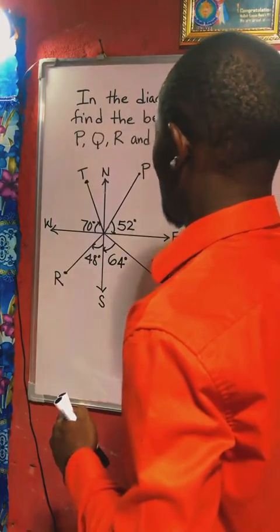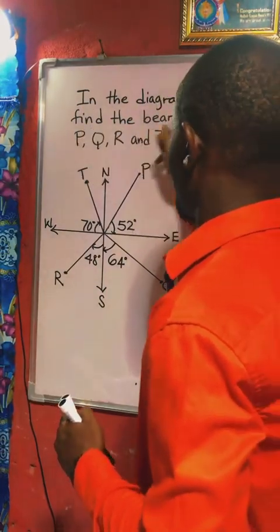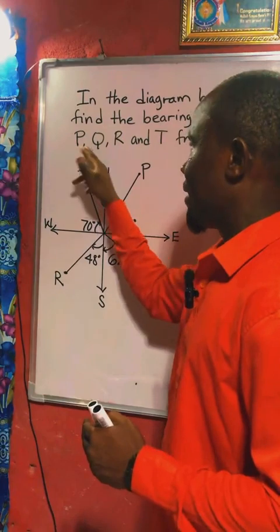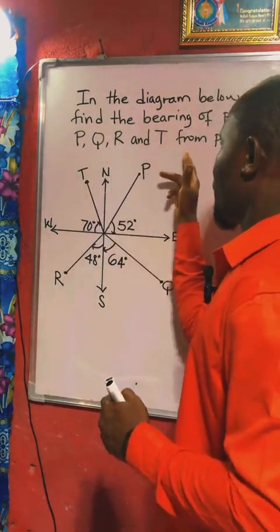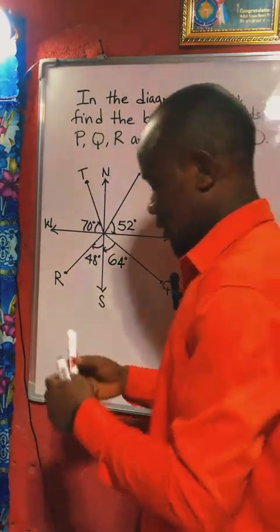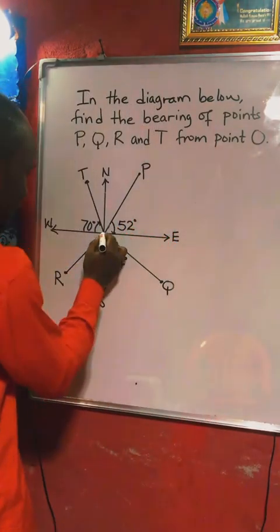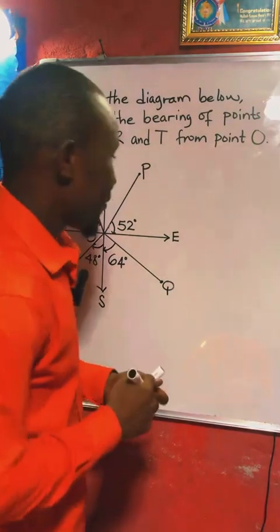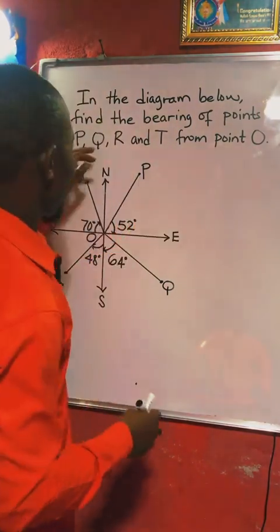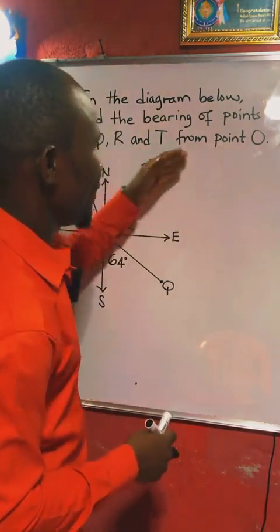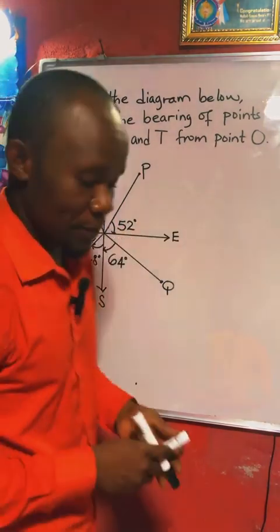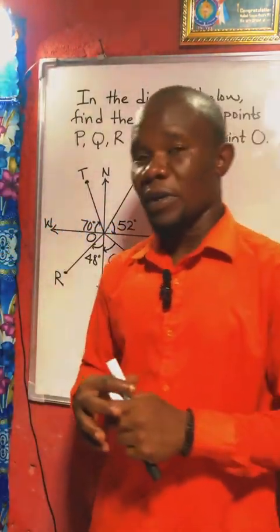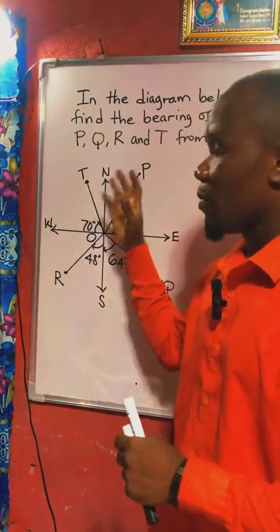In the diagram below, find the bearing of points P, Q, R, and T from point O. So this is the point O here. This is the center here, which is O. So we are going to find the bearing of points P, Q, R, and T from point O, which is the origin. Now, let me lecture a little bit about this bearing problem.